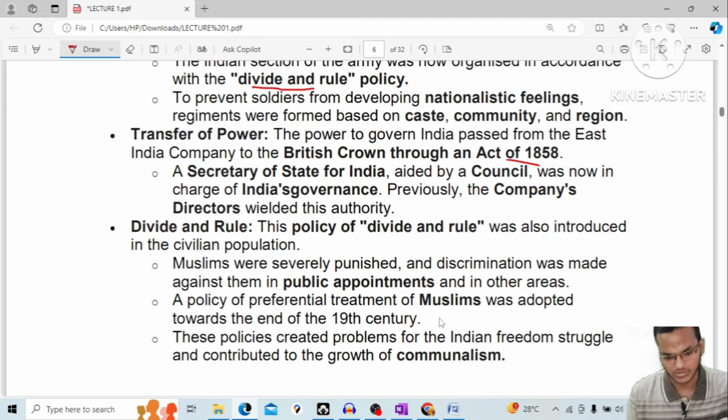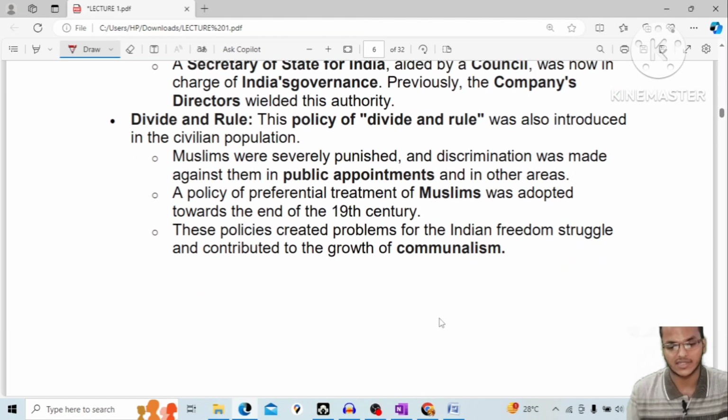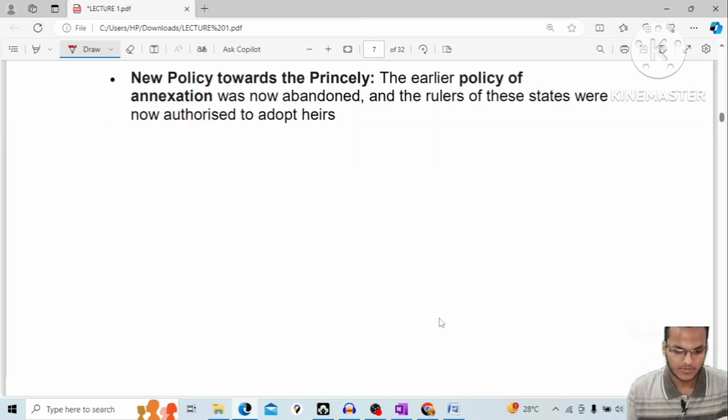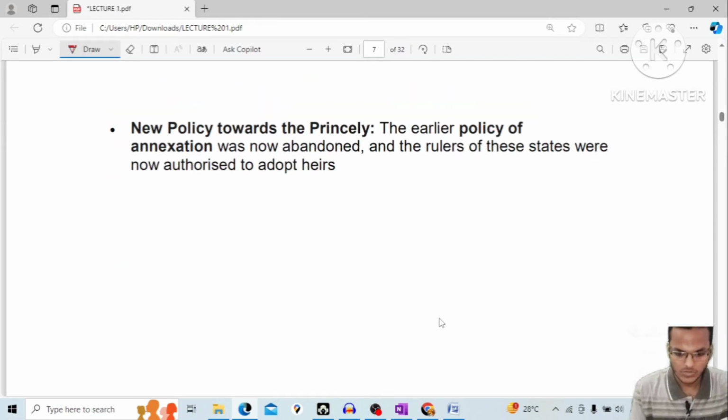Divide and rule policy, and then the annexation policy was removed. There is no annexation, only punishment. They will punish, but there will be no annexation. The policy of annexation was abolished.